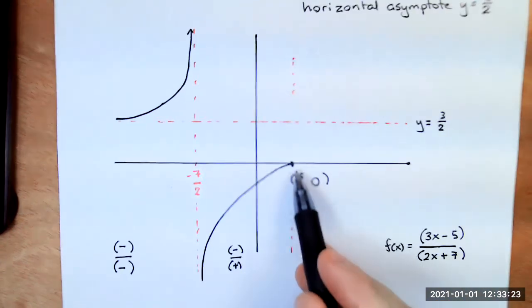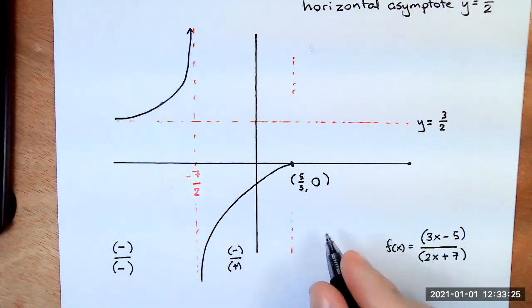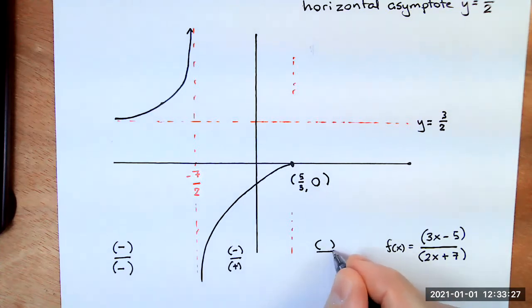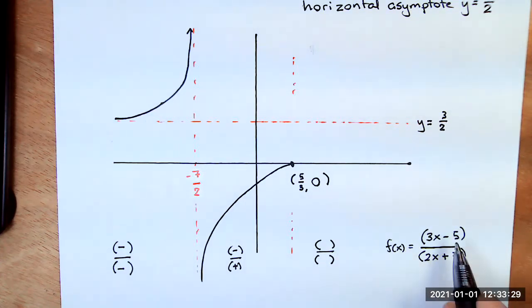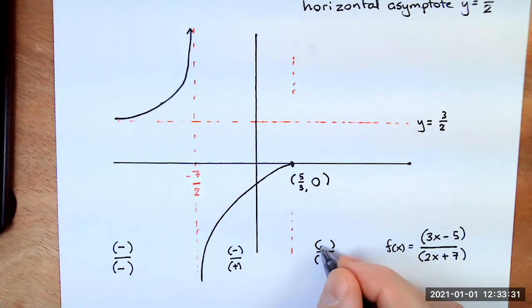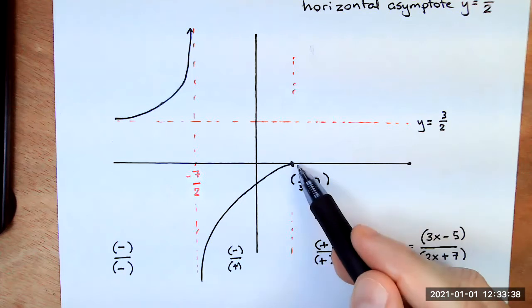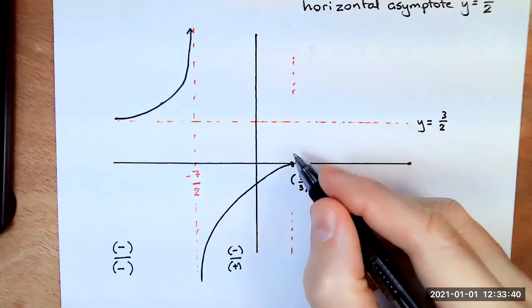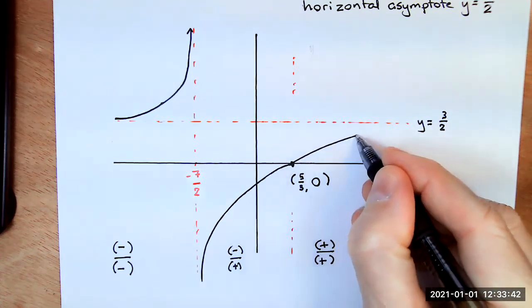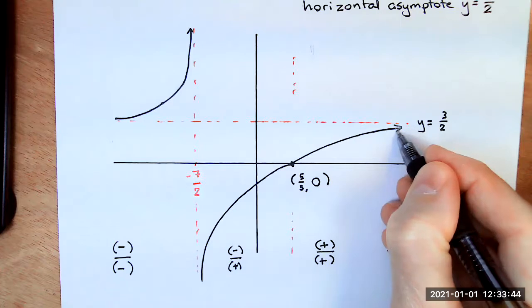All right, let's plug in a number greater than 5/3, like 10. We put 10 in here, that'll be positive. This will be positive. So the whole thing will be positive, but it gets closer and closer to 3/2, which is our horizontal asymptote.